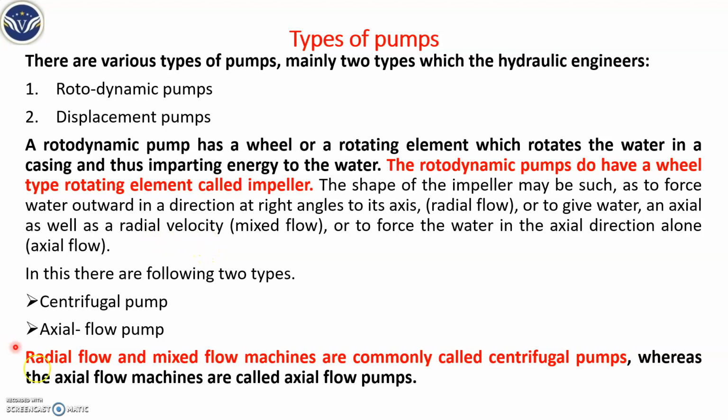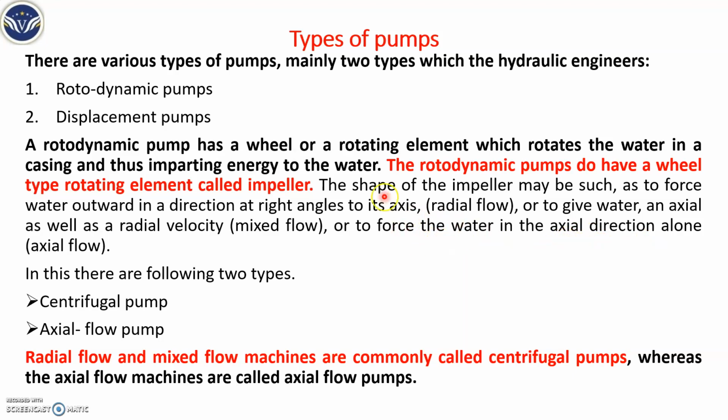Sorry, I stated it wrongly over here. First, mixed flow: in a mixed flow, the water is forced both axially as well as radially. In axial flow, the water is forced only in the direction of the axis.